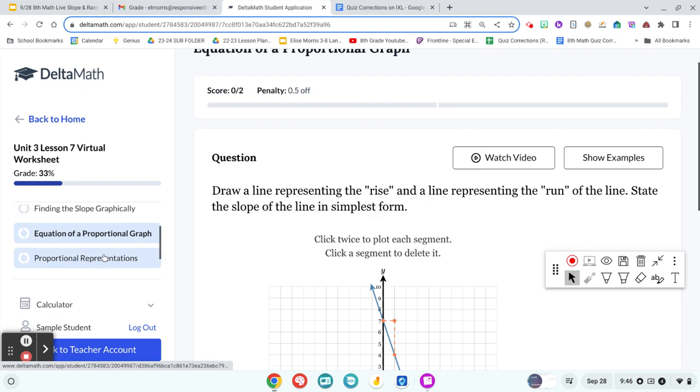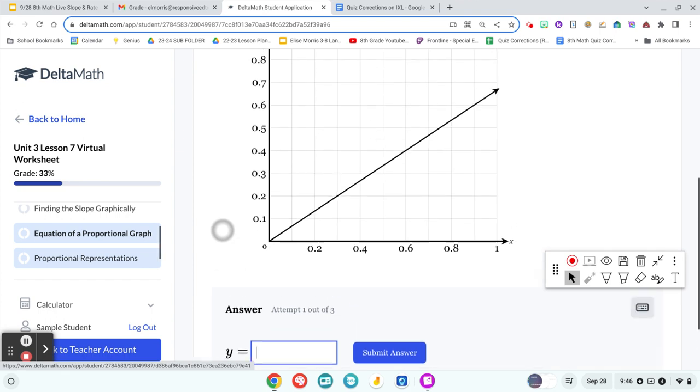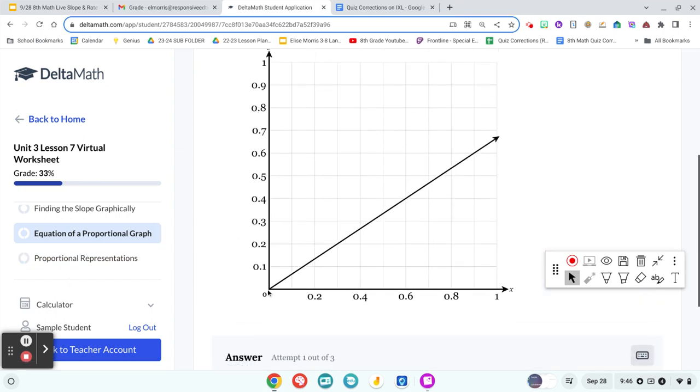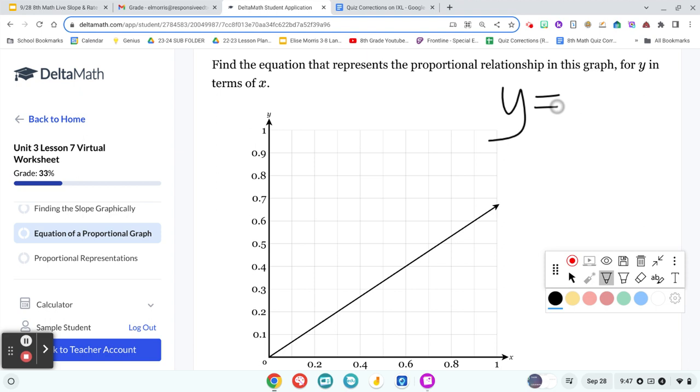Okay, let's look at equations. These are all equations that are going to go through the point 0, 0. Equations that go through 0, 0 are called proportional lines or proportional relationships. You can set up proportions with these, but for now, we really just want a y equals equation. So let's review. Y equals the slope times x.